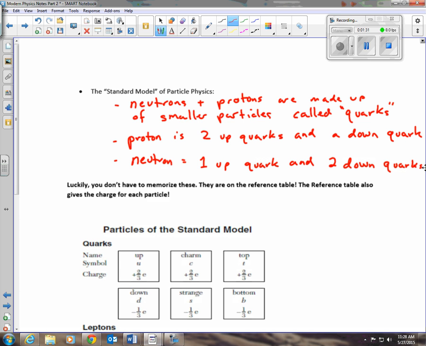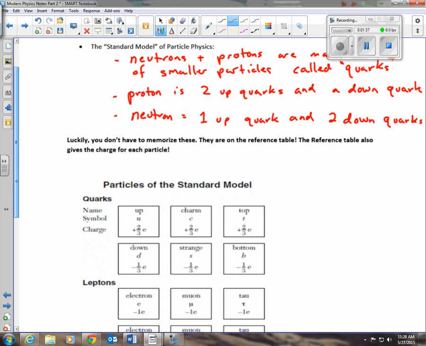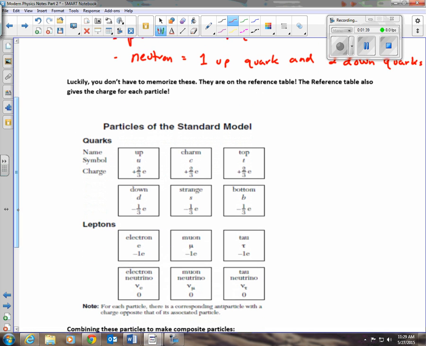Okay. Now, this sounds like a foreign language. Quarks, ups and downs, and so on. But you don't have to memorize it. They're on the reference tables, and it gives you the charge for each one. So this right here, that charge is on the reference table. So you don't have to memorize the names of the different types of quarks. There's an up quark, a down quark, charm, top, strange. Those are the different quarks.